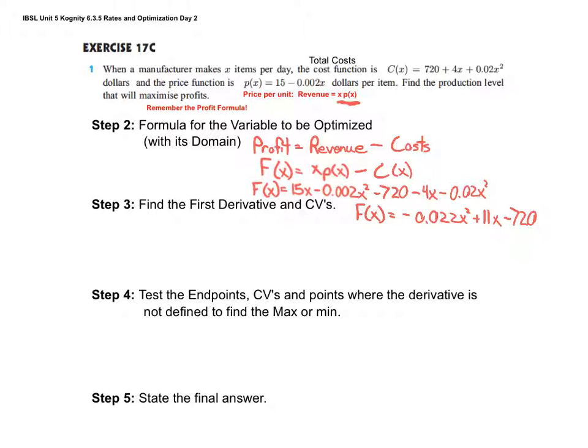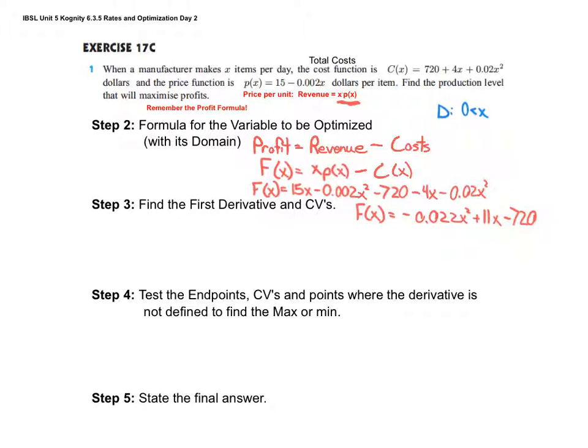So, think about the domain here. What's the domain of x? Well, it could be anything, can't it? All real numbers. No, it can't be negative. Yeah, you can have negative profit. Well, what does x represent here? Number of items. X is the number of items we are producing. Okay? So the domain here, x has to be greater than 0.